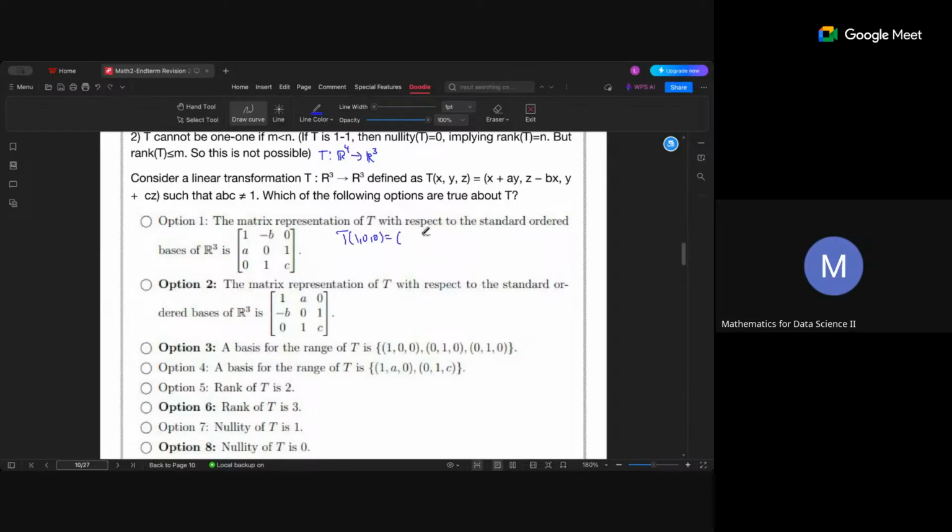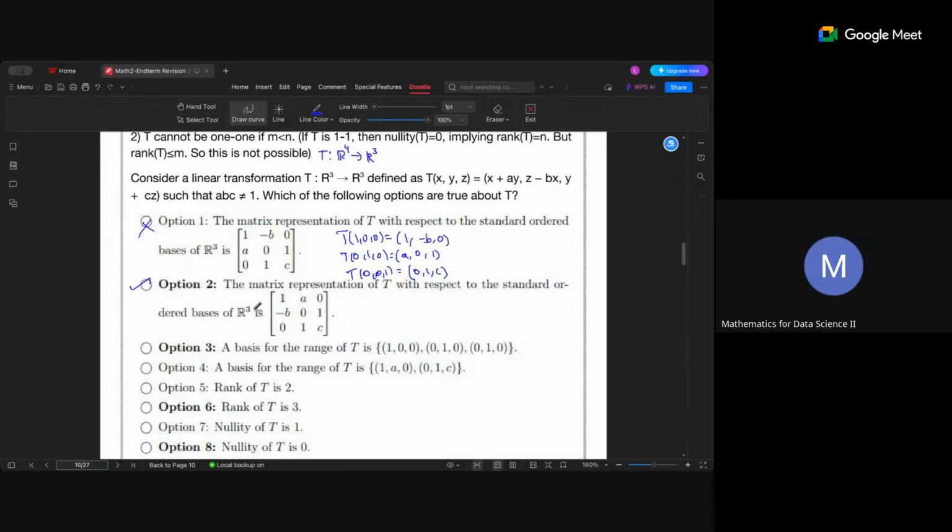T of (1, 0, 0) is (1, minus B, 0). T of (0, 1, 0) is (A, 0, 1). And T of (0, 0, 1) is (0, 1, C). Right? So the matrix is 1, minus B, 0; A, 0, 1; 0, 1, C. Okay, fine. Got it. So you see option 2 is correct.